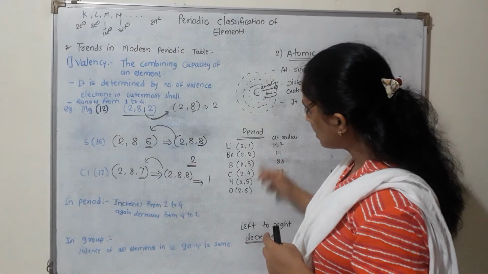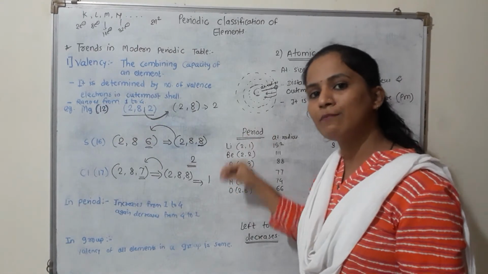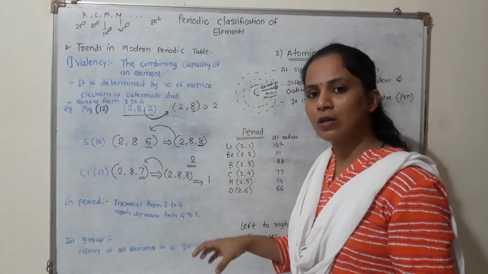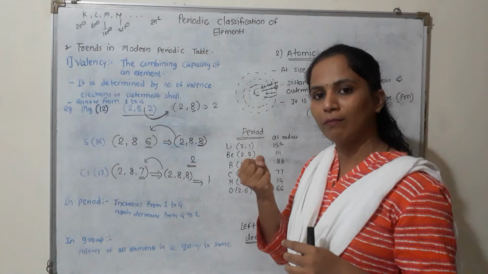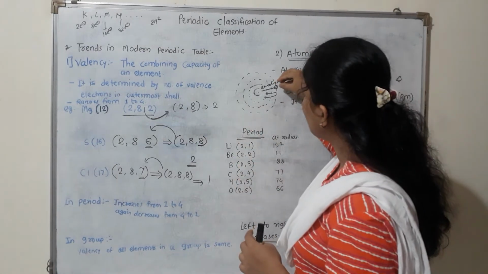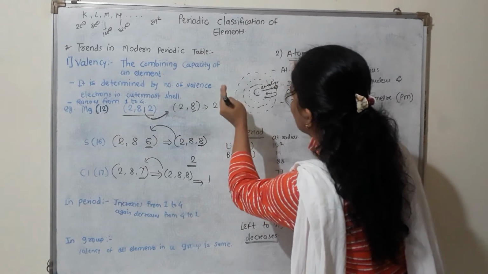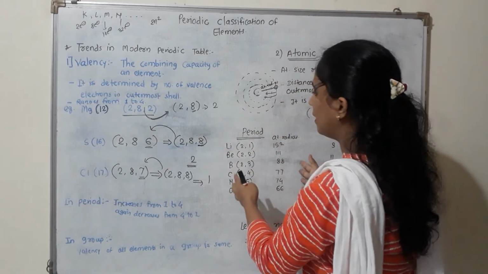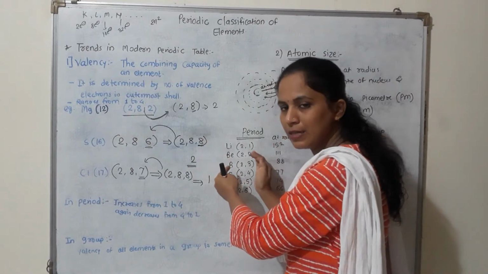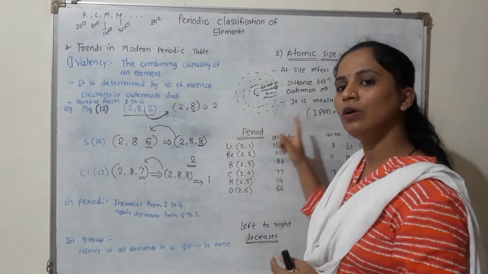So here you can see in the period what happens? Electrons are added in the same shell. As the number of electrons increases, these electrons experience greater pull from the nucleus. That's why these electrons are just attracted towards the nucleus and the size becomes smaller. That's why from left to right in a period the atomic radius decreases, means atomic size decreases from left to right.